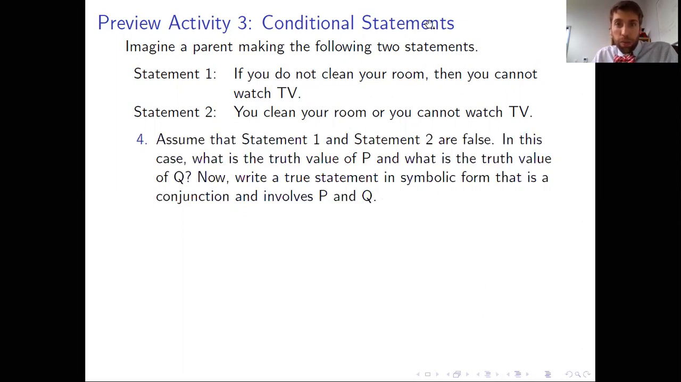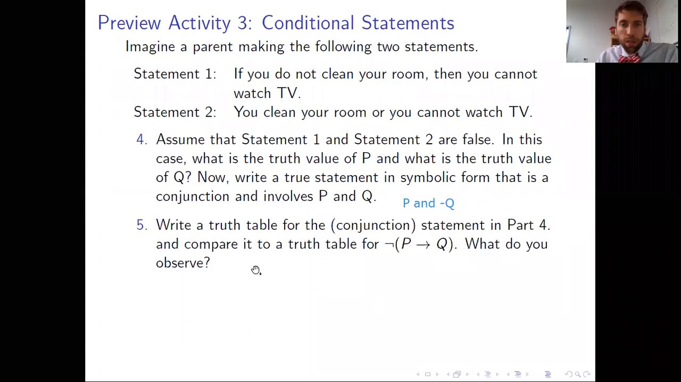So in symbolic form, that means they did not clean the room, P, and they did get to watch TV, which is the negation of they cannot watch TV, not Q. So that must have happened if the parent lied. Okay, so write a truth table for the conjunction right there.